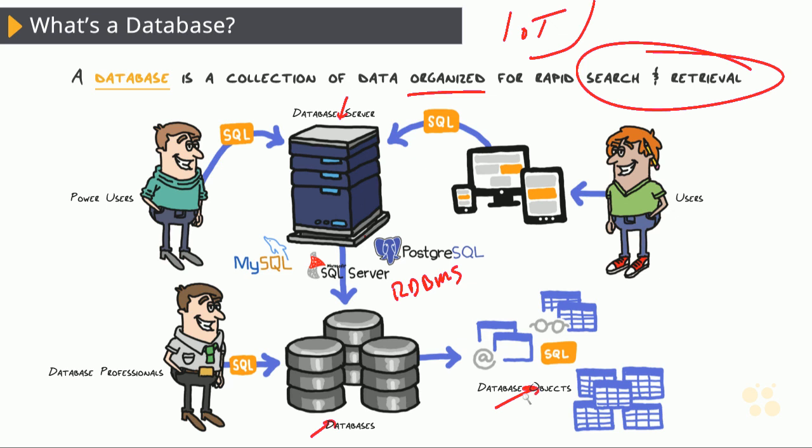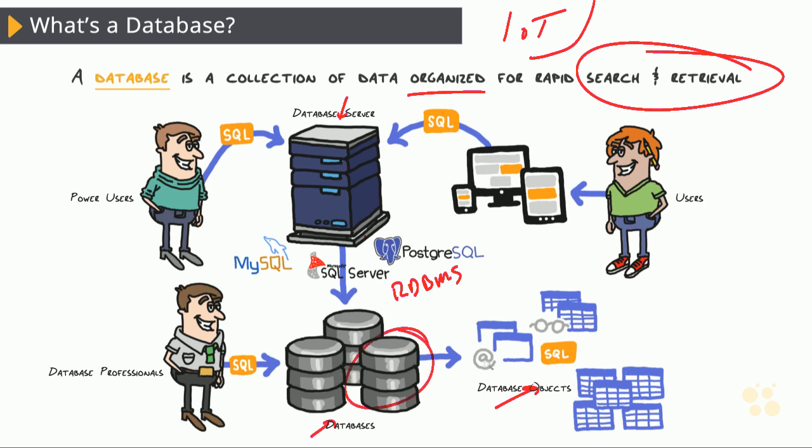Inside of a database, we have database objects. We have things like tables and views and stored procedures and functions. And these are all of the objects that database professionals, like administrators and developers, will be using to store the data as well as grant access to that stored data. We will see how to create and work with all of these objects throughout the course.